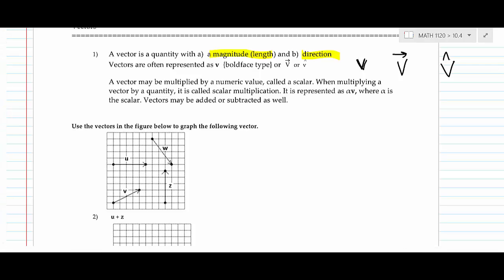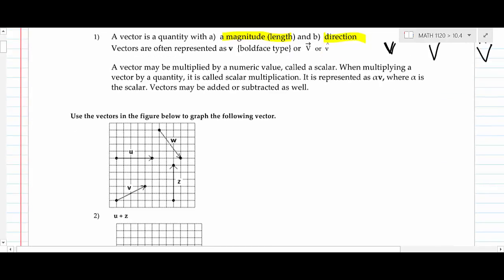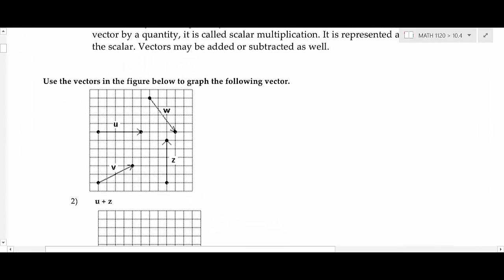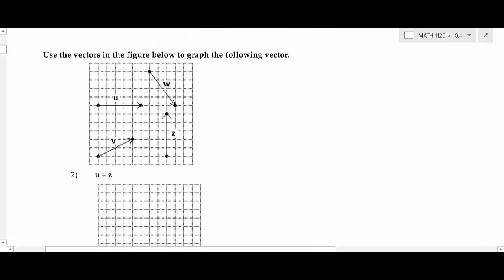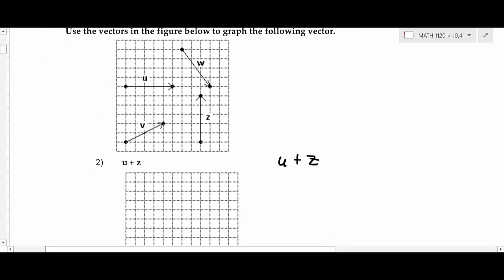So what I want to show you is just kind of what a vector is. A vector basically just has a magnitude and a direction. In this diagram that I gave you, there are 4 vectors. They have a certain length and a certain magnitude. So we're going to take these 4 vectors and do vector operations to them. I'm just going to introduce you to that idea today.